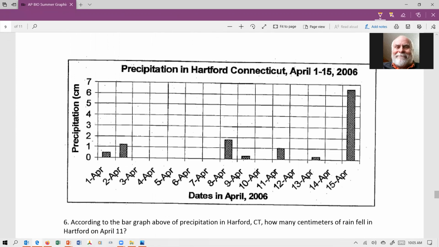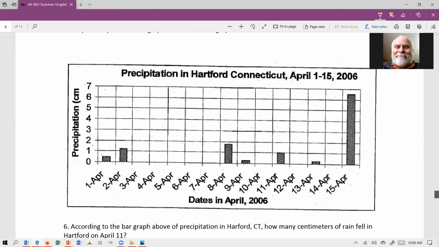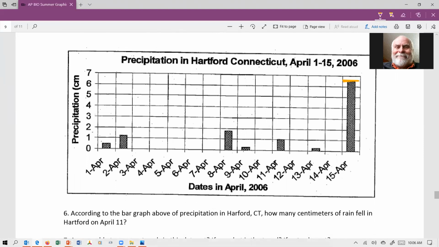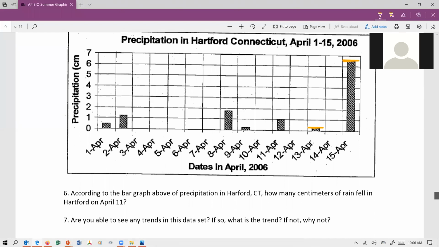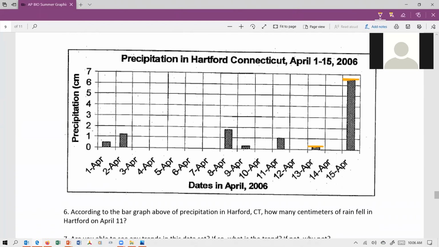Okay, now we are going to look at this bar graph. Notice that it's not continuous. We've got big gaps in here. And we've got a large variation between them. So this is not continuous data. According to the bar graph above, which is precipitation in Hartford, Connecticut, how many centimeters of rain fell on April 11th? So that would be 1 centimeter of rain on April 11th.